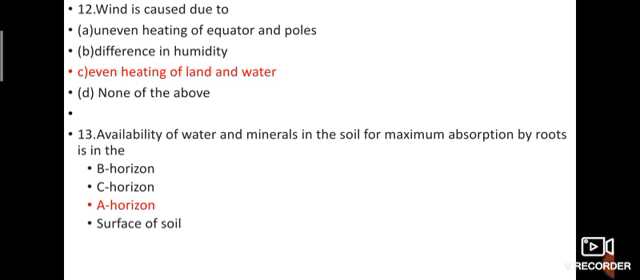Next one. Availability of water and minerals in the soil for maximum absorption by roots is in which layer? Option A, B horizon, option B, C horizon, option C, A horizon, and option D, surface of soil. Yes, first layer, A horizon.